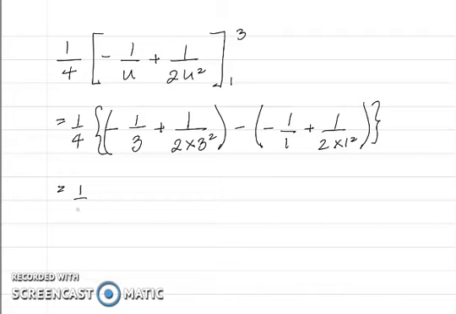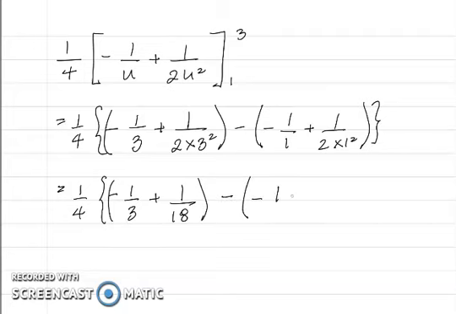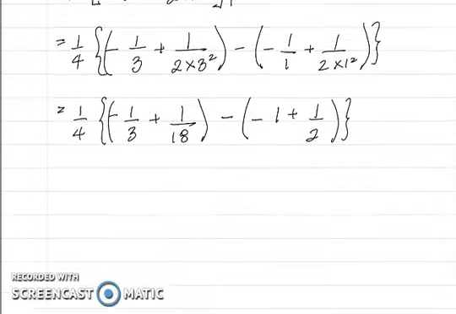This is 1 over 4 times minus 1 over 3 plus 1 over 18. 3 squared is 9, 9 times 2 is 18. Minus, 1 plus 1 over 2, plus a half. All right, I'm just working down as we go.